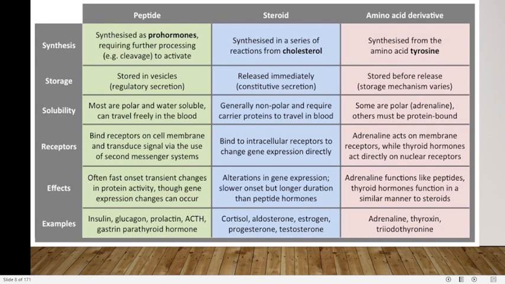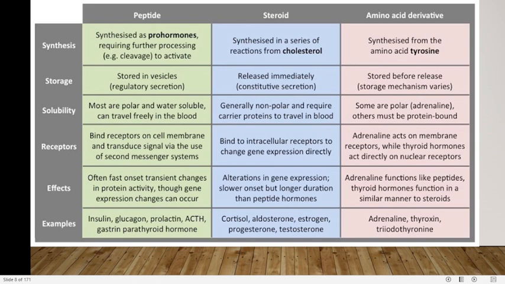On the amino acid derivatives, these are mainly synthesized from the amino acid tyrosine. They are stored before release. Some are polar, like adrenaline, others must be protein bound. Adrenaline acts on the membrane receptors, while thyroid hormones act directly on nuclear receptors. Adrenaline functions like peptides, okay? Thyroid hormone functions in a similar manner to steroids.